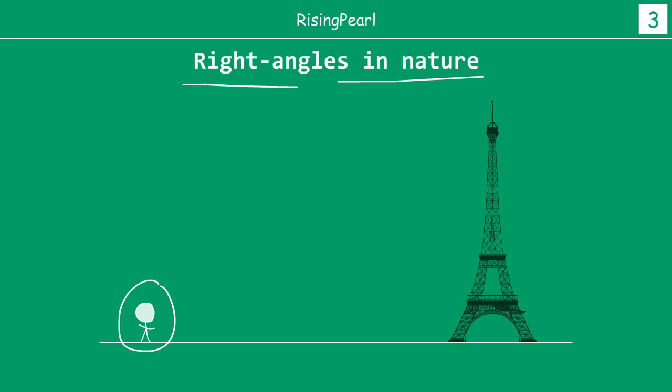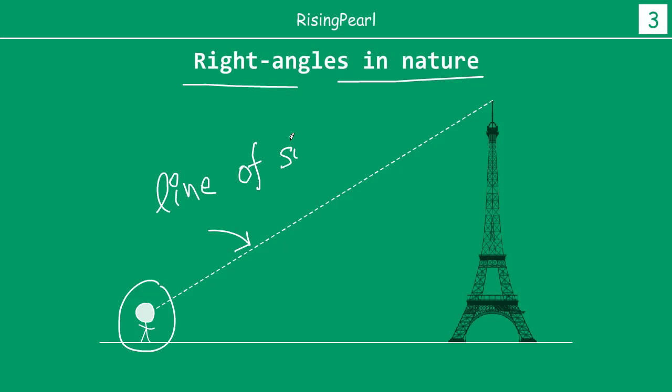So here, friends, I am standing on the ground in front of the Eiffel Tower. Now, if you were to imagine that you are looking at the top of the Eiffel Tower, right? Essentially from your eyes, you are tilting your head up and looking at the very top of the Eiffel Tower. This imaginary line is called the line of sight. This is called the line of sight, and there is no solid line that really exists between your eyes and the top of the tower.